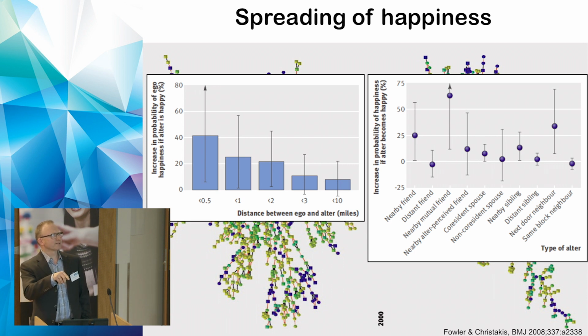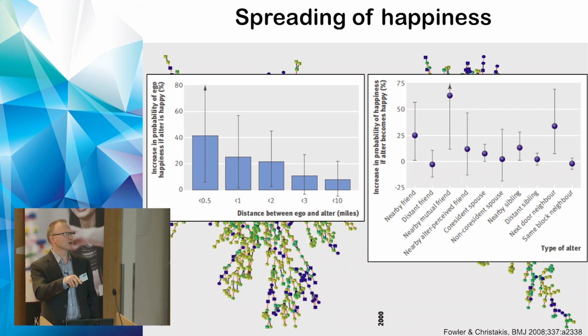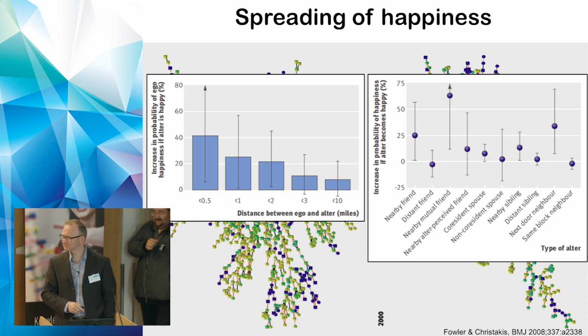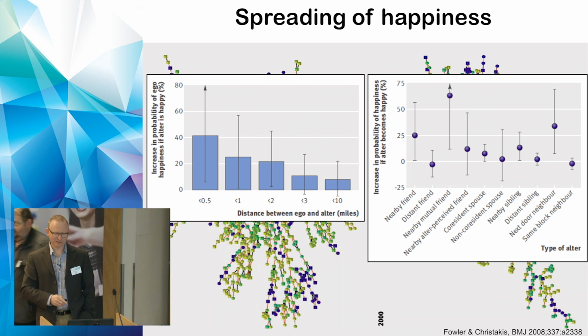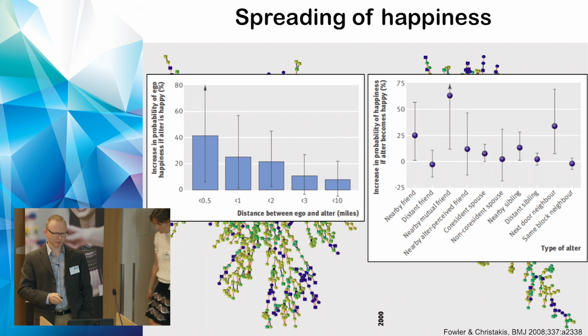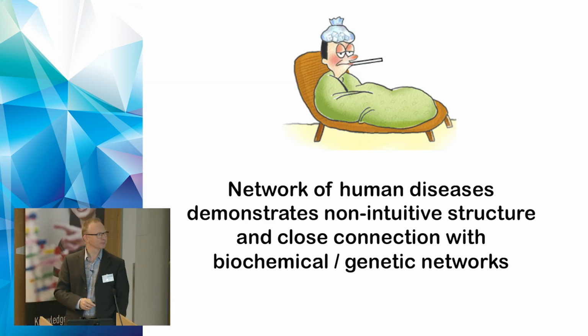So nearby friends can have an increase in probability of happiness. If they report being happy, they will increase your chance of reporting happiness. Distant friends, much less. One thing that I found really strange is that the co-resident spouse has almost no impact. I leave that without a comment, and we just quickly go on to the next issue.